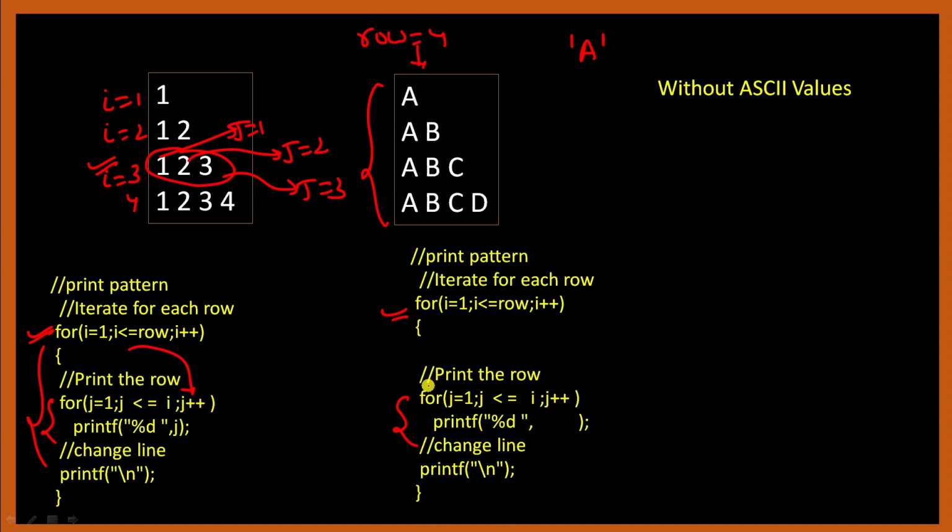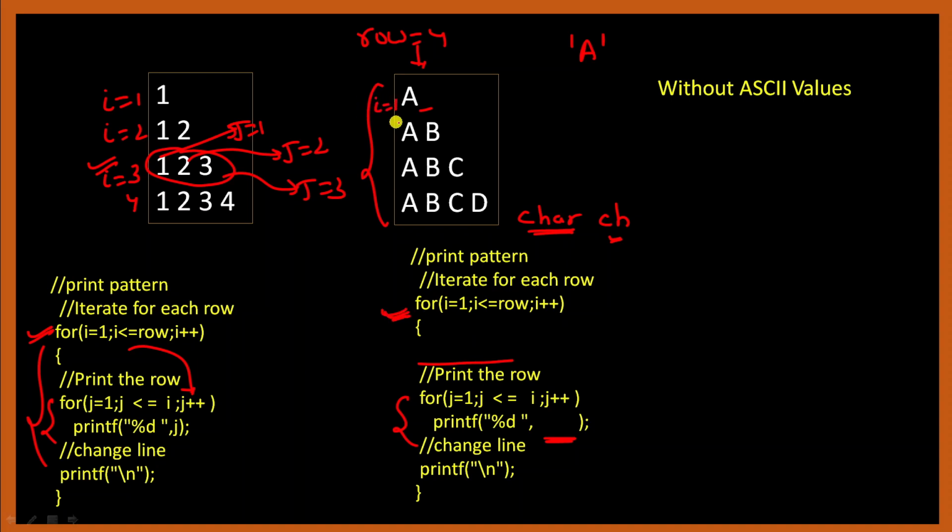Basically here I will use another variable, a character variable, of char type. Let's say I will take ch as a variable of type character, which I will use to print A, A B and A B C. That means the characters will be printed using this ch variable, and i and j will be used as the iteration counter variables. So I have to change something here and add something here.